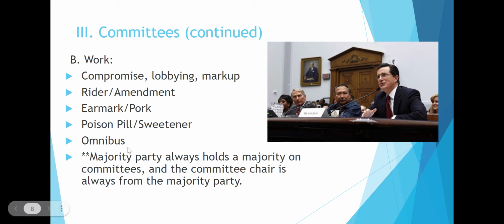It's a bill that is weighed down by a bunch of extra, maybe unrelated riders that otherwise wouldn't be part of this bill. It's an omnibus bill. Congress tries to accomplish a lot of stuff all in one bill so that they don't have to take a bunch of votes. And like I said, the majority party always holds a majority on the committee, and the committee chair is always a member of the majority party.